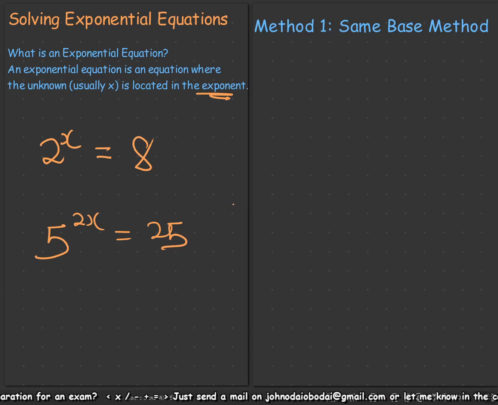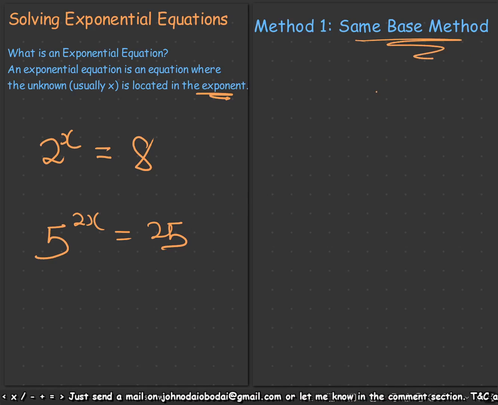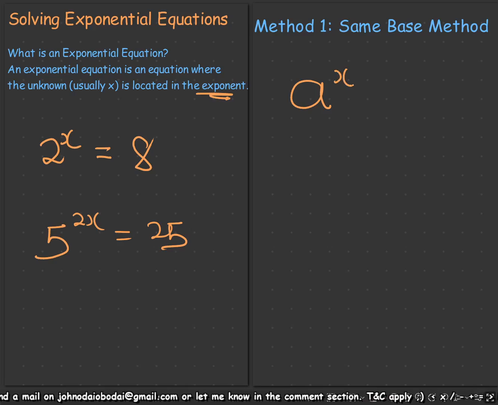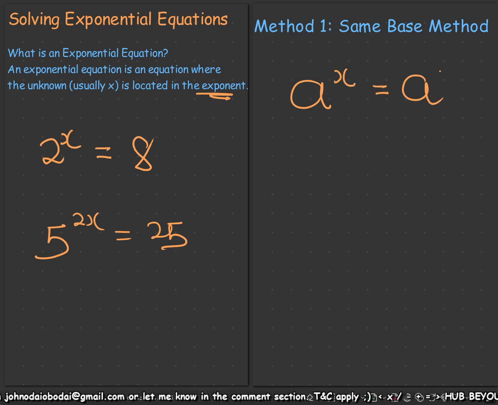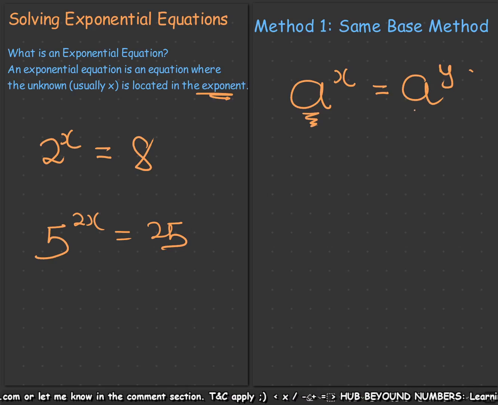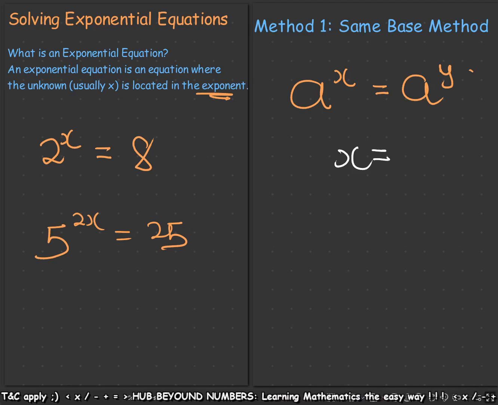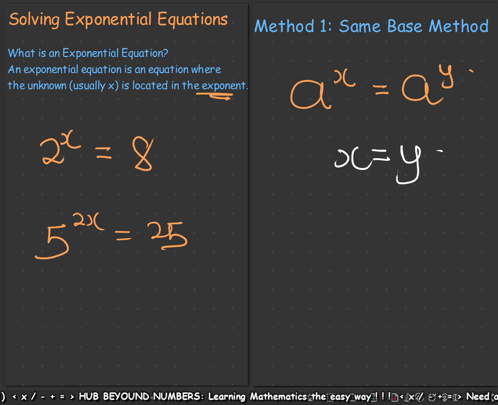Now, the first method has to do with when you have the same bases. For instance, if you have a to the power x equal to a to the power y, then since on our left hand side and right hand side we have the same base a, all we do is equate the exponents, and we say x is equal to y. Let's look at what that means.